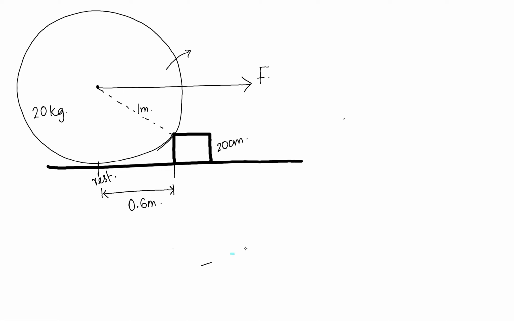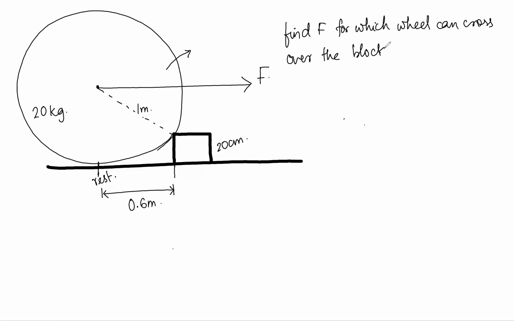Your job is to find out what is the amount of force that is required to make this wheel rotate, or to just get this wheel to topple over the block. So find the value of F for which the wheel can cross over the block. Try it, pause the video, give it a try.